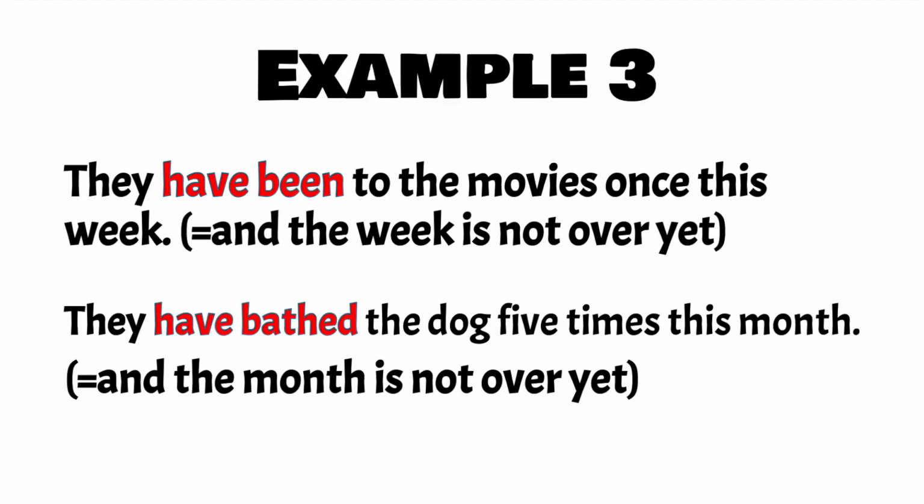Example number 3. They have been to the movies once this week. And the week is not over yet. They have bathed the dog 5 times this month. And the month is not over yet. So notice the amount of time also. Once and then 5 times.